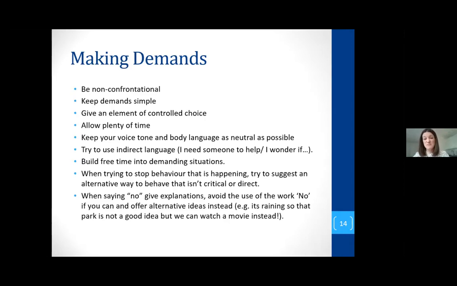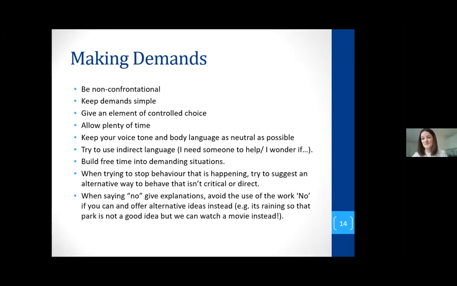Keep the demands simple. So again, it's about breaking it down. So you're not asking them to do a huge thing like get ready for school. You break it down into little subsets like getting dressed, packing a bag, having a breakfast. Give elements of controlled choice when you can. So you might have two things that you want them to do. You could say, do you want to tidy your room or do your homework first? So they're both undesirable, they're both awful, but you've given them a choice around which one to do.